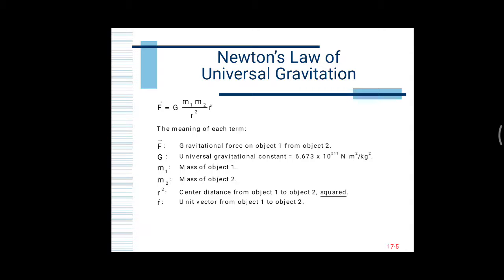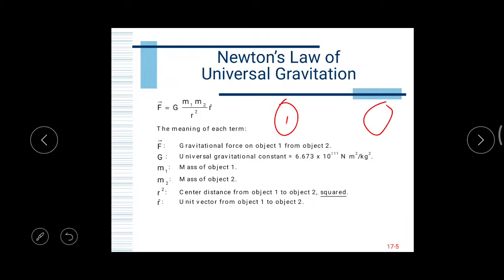So here F is the force between two bodies m1 and m2. G is the universal gravitational constant, and its value is 6.673 into 10 to the power minus 11 Newton meter square per kilogram square. m1 is the mass of object 1, m2 is the mass of object 2. r is the distance between m1 and m2, measured from center to center.